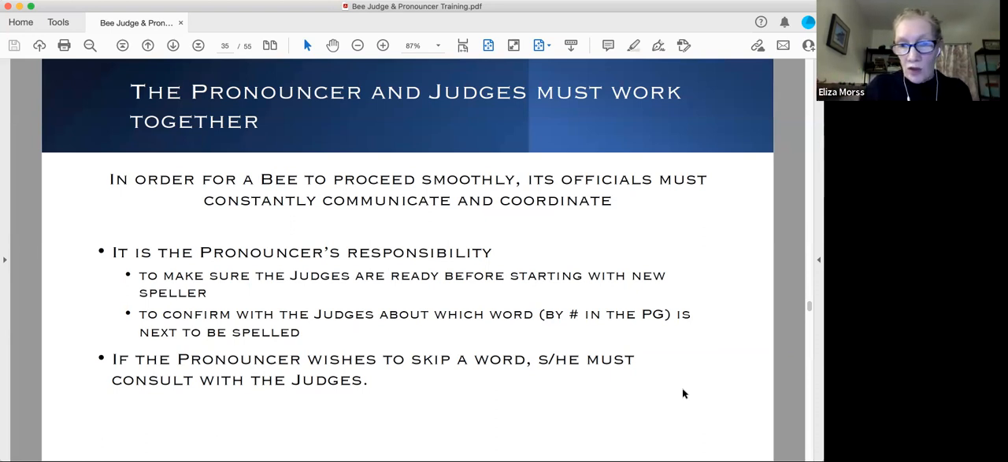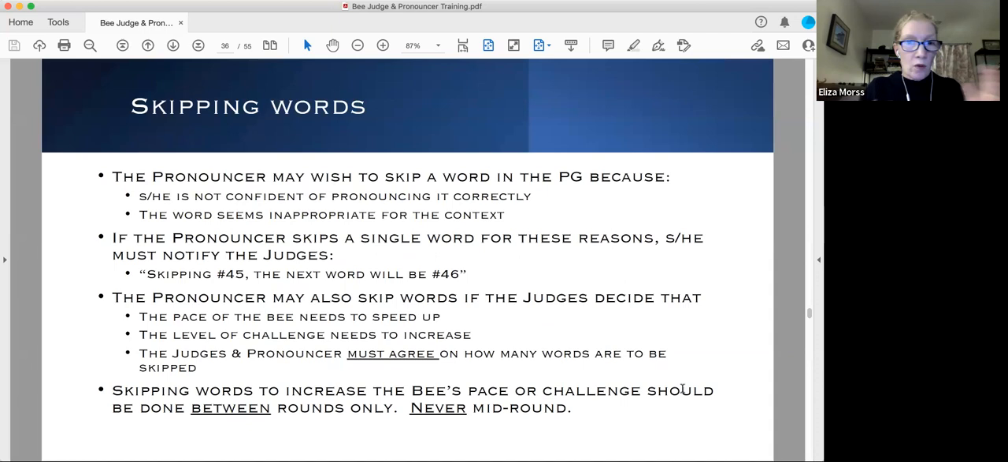And if the pronouncer wishes to skip a word, as I said, she or he must consult with the judges. Okay, skipping words, going into the details. A pronouncer may wish to skip a word because maybe after multiple attempts, he or she is just not sure that he or she is going to get it right pronouncing it. That's a legitimate reason to skip. Or, as I said, the word seems inappropriate for the context for whatever reason.